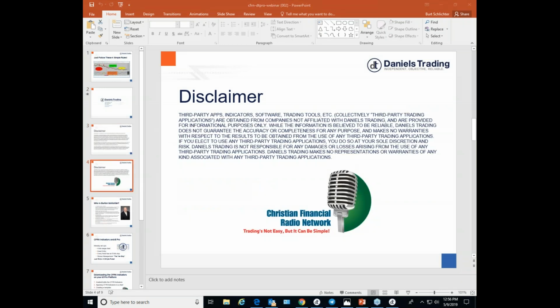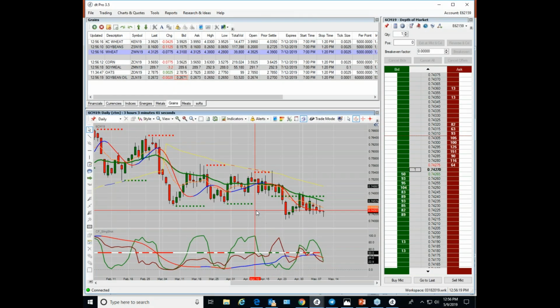This part here is my relationship with CFRN. Okay, so I represent Daniel's Trading. I support the platform, the brokerage, and the execution part of it. The platform that you're looking at right here on the screen is called DtPro. Their indicators, CFRN, is built inside the platform. Okay, it's right there.